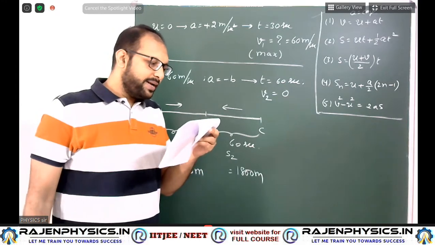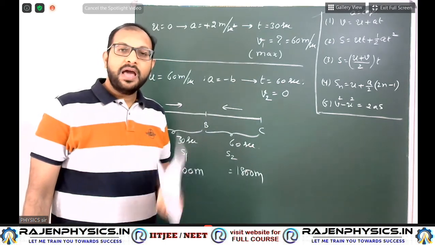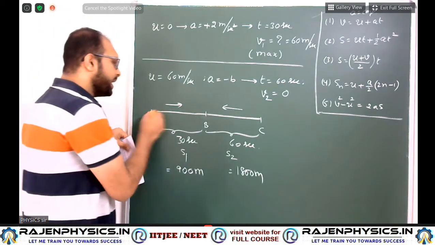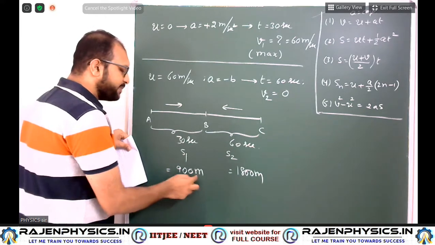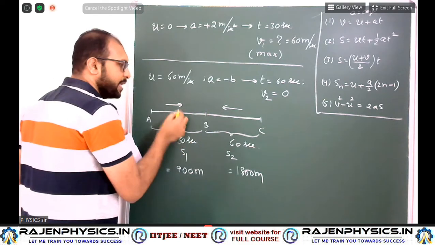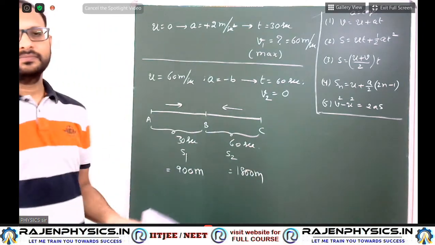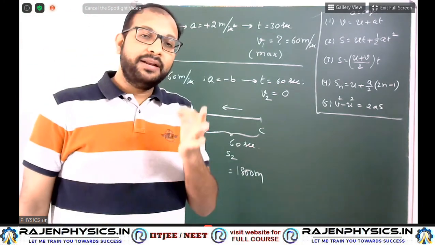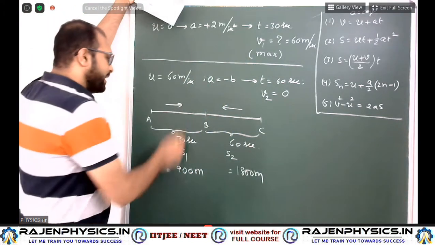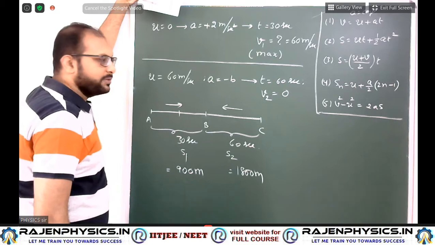Then students, the third one: find the positions of the train at half the maximum speed. Here to here, total displacement 900 meter. But somewhere from here to here, velocity becomes half of the maximum, that means 30. So where the velocity is 30, how to find out?